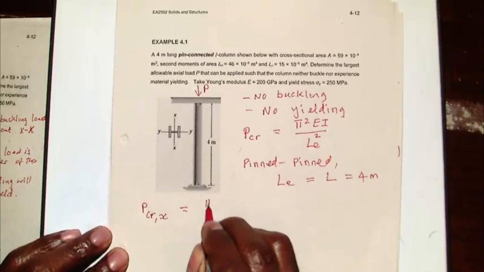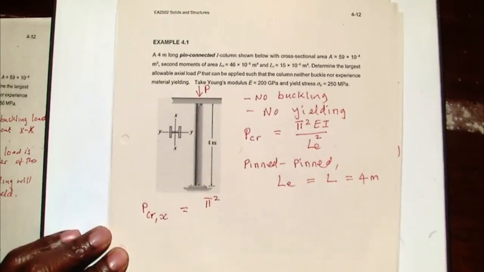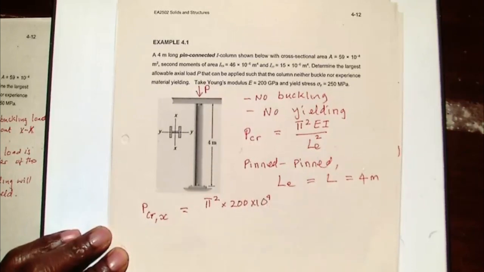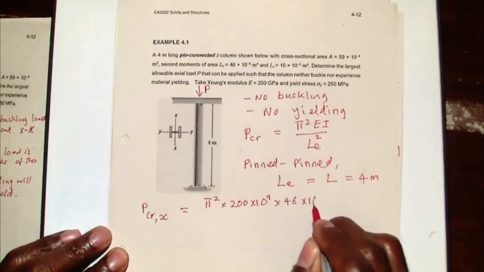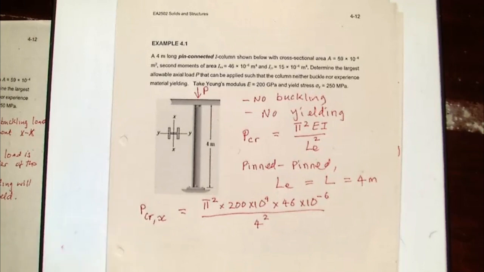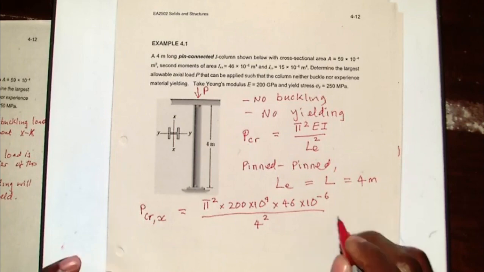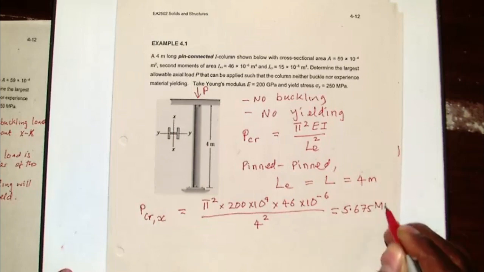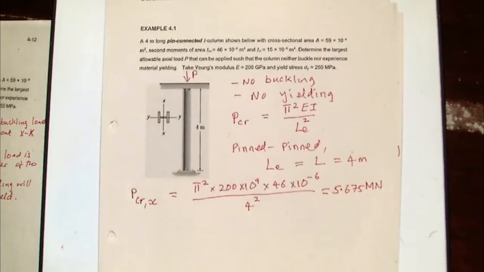So all I need to do is just substitute. I've got pi squared. My modulus is given as 200 gigapascal, so I will say times 200 times 10 to the power 9. That is in Newton per meter squared. My I for buckling about X, I will use IX, which is 46 times 10 to the power minus 6 meter 4. And then I will divide by the length L, which is 4 squared. If I was to calculate that, what I will get is about 5.675 meganewton. That is 10 to the power 6 of Newton.